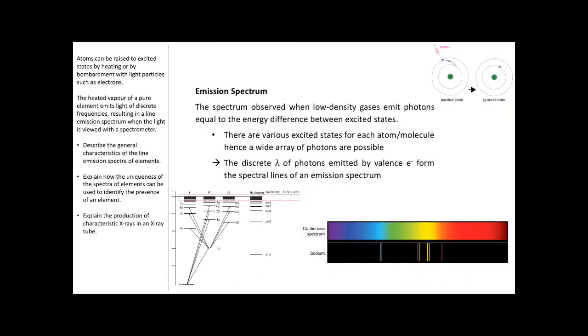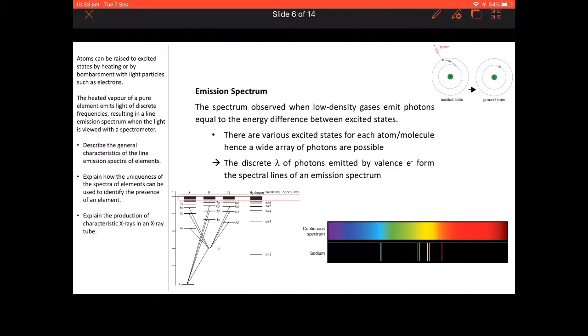So the emission spectrum of an atom or an element is the spectrum observed when low density gases emit photons equal to the energy difference between excited states. So we've got an atom that's in an excited state here. It's emitted a photon over here, and now the electron has gone back to its original shell, and the atom is now in a ground state.